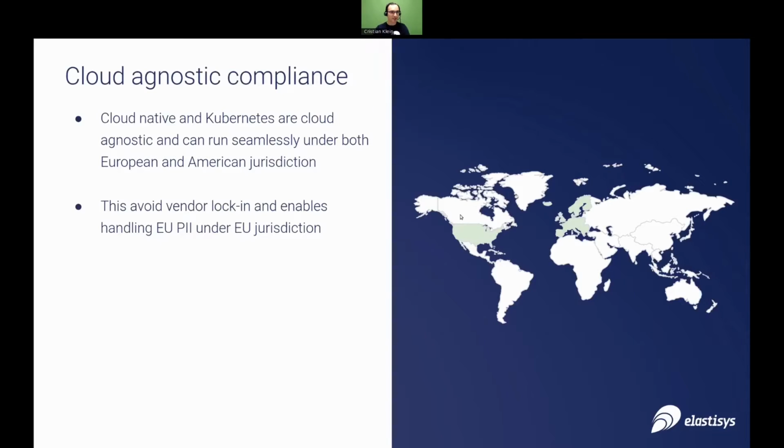So what I really want to say here is that cloud native technologies should really allow you some cloud agnostic compliance. This means that you can use cloud native and Kubernetes as building blocks so that you can run your application workloads seamlessly under both European jurisdiction, so as to keep personal data more protected, but also, of course, American jurisdictions, because that's probably where your customers are. And by embracing cloud native technologies and Kubernetes, you're avoiding vendor lock-in. And like I previously said, this really enables you to handle European personal identifiable information under EU jurisdiction.